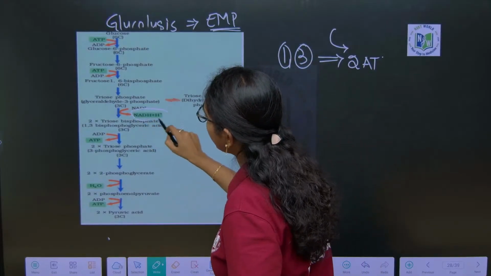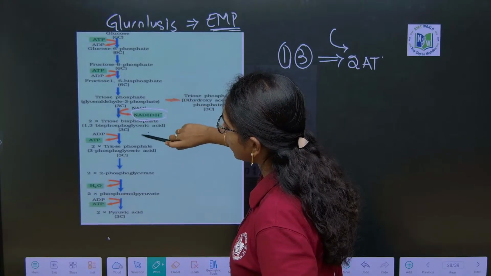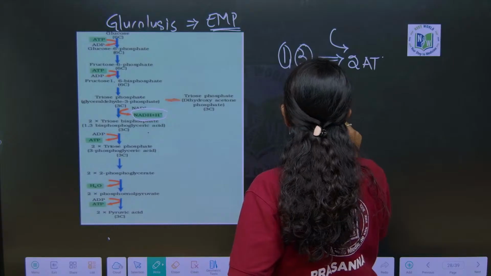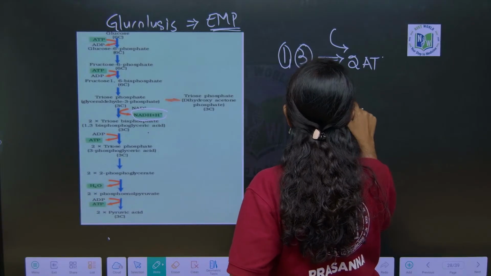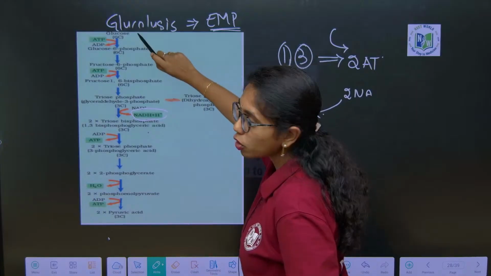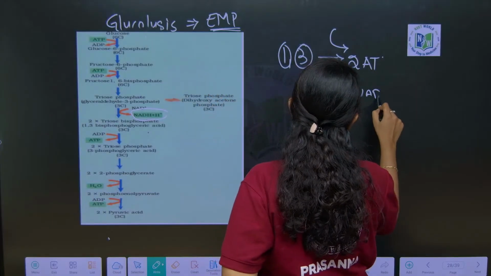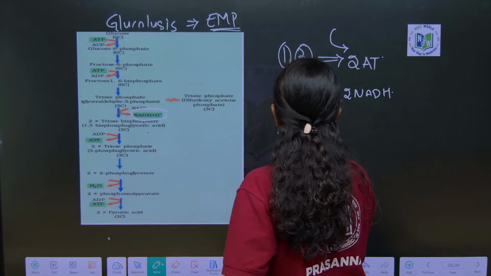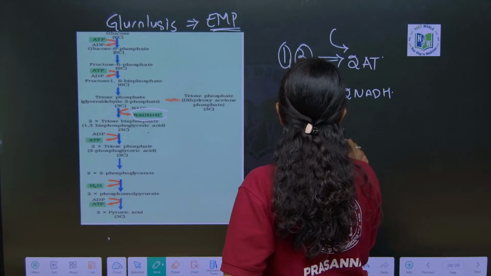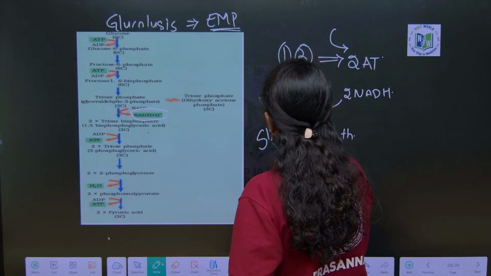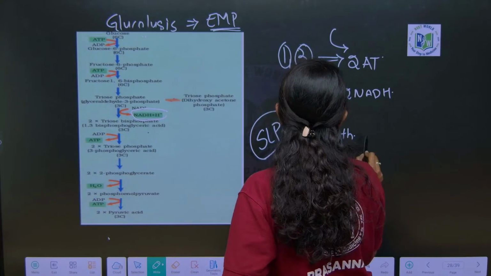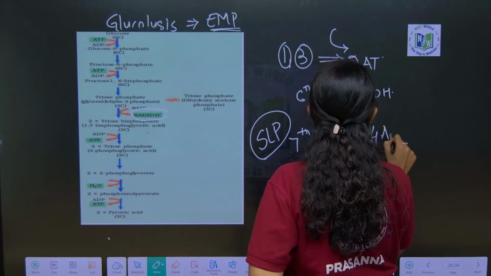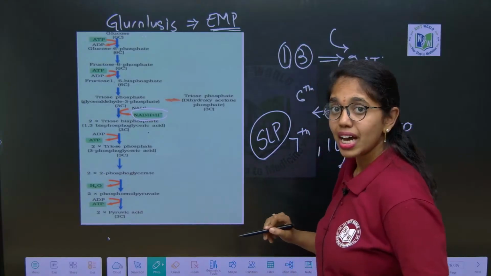At the 6th step, that is glyceraldehyde 3-phosphate to 1,3-bisphosphoglyceric acid, 2 NADH are released if we consider one glucose molecule. And at the 7th step and 10th step, this is substrate level phosphorylation, wherein in total, for one glucose molecule, 4 ATP are released into the cytoplasm.